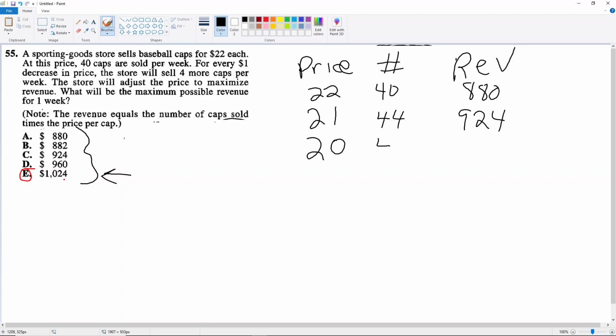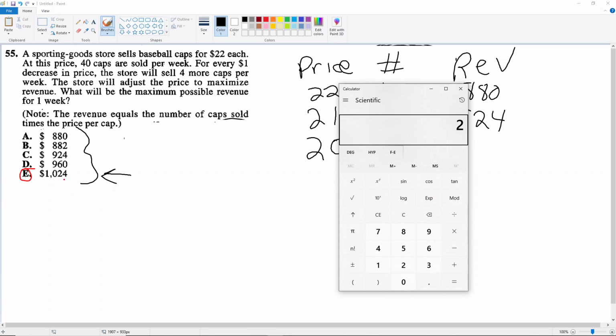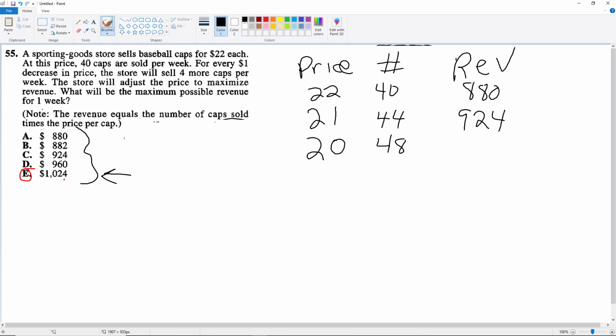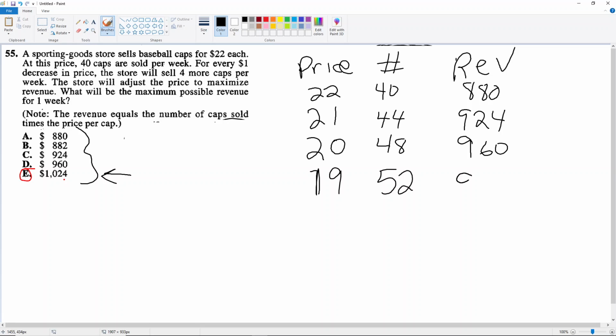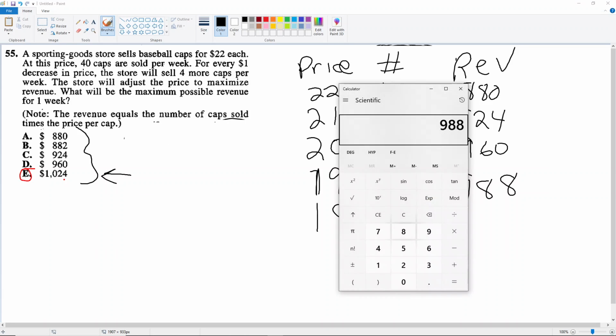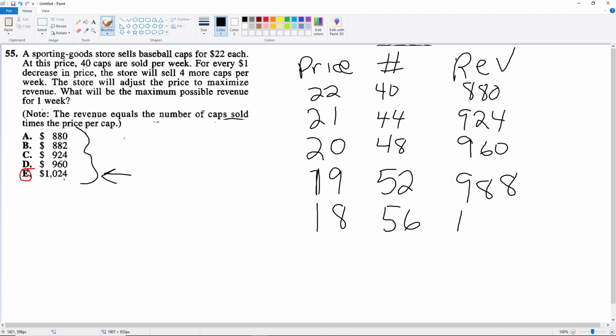All right, at $20, it's going to be 48, and 20 times 48, 960. That's actually an answer choice, but we're still going up, so we may find one that's bigger. 19, it's going to be 52. I'm adding 4 every time I take the price down by 1. 988. That's not even an answer choice. 18, I'm going to sell 56. 1,008, still going up, so we don't think we found the maximum yet.